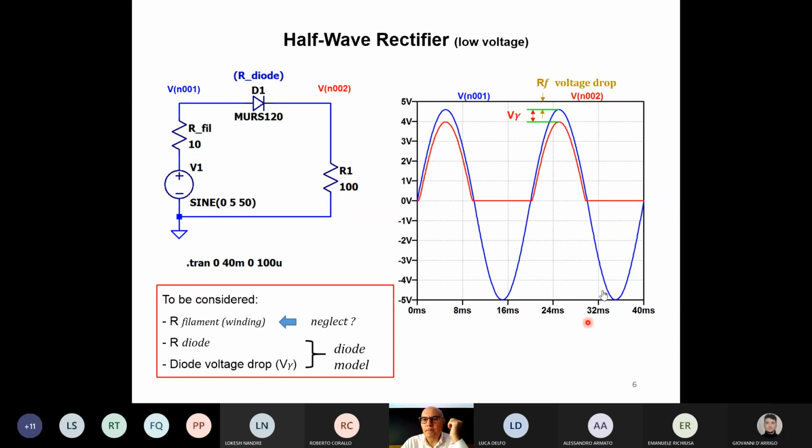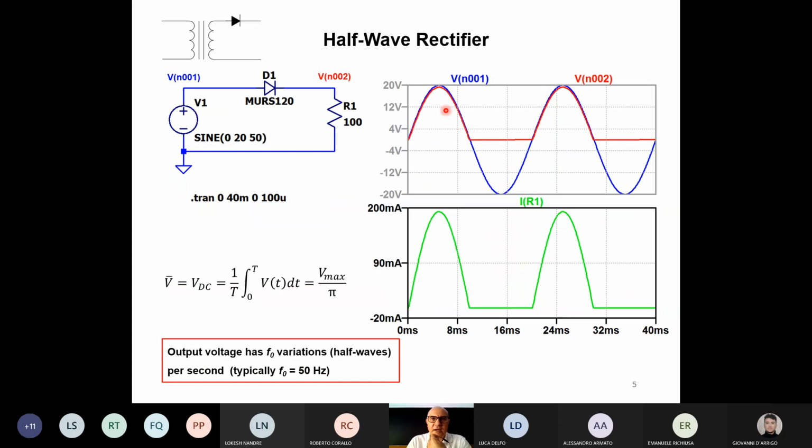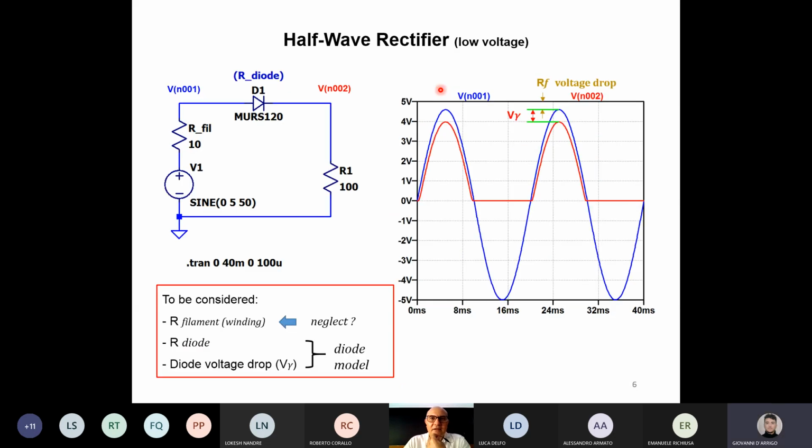Allora, diceva, why the filament winding is neglected? It depends on its value, it depends on the output current, and also it depends on the absolute voltage. I mean, in a case like this, where the input voltage is very high, the voltage drop due to the filament is small. But in such a case, where maybe you have a high current and the output voltage is small, it's a good percentage of the output. Okay, I understand.